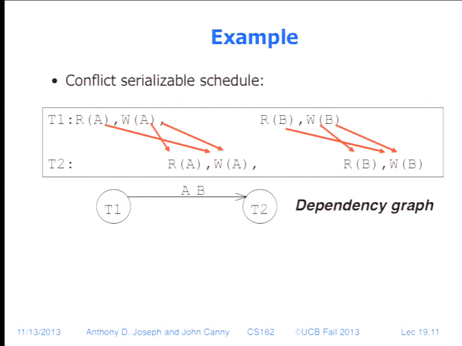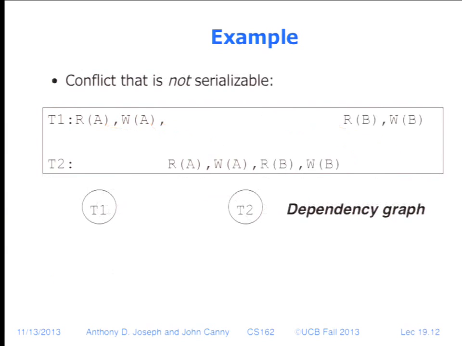Okay, so there's a dependency graph. There's no cycle, so we're okay, and we can actually use any ordering that satisfies the dependency graph ordering to order the transactions. Here's one that's not conflict serializable.